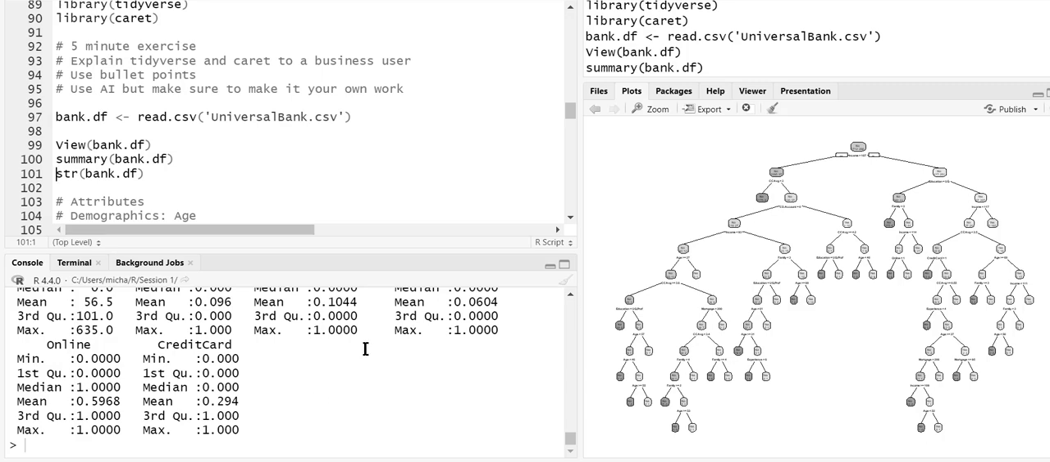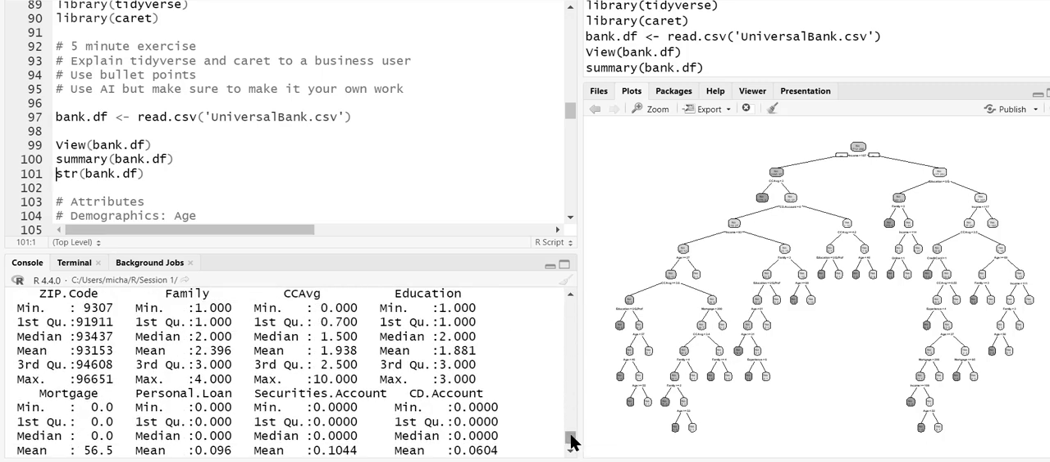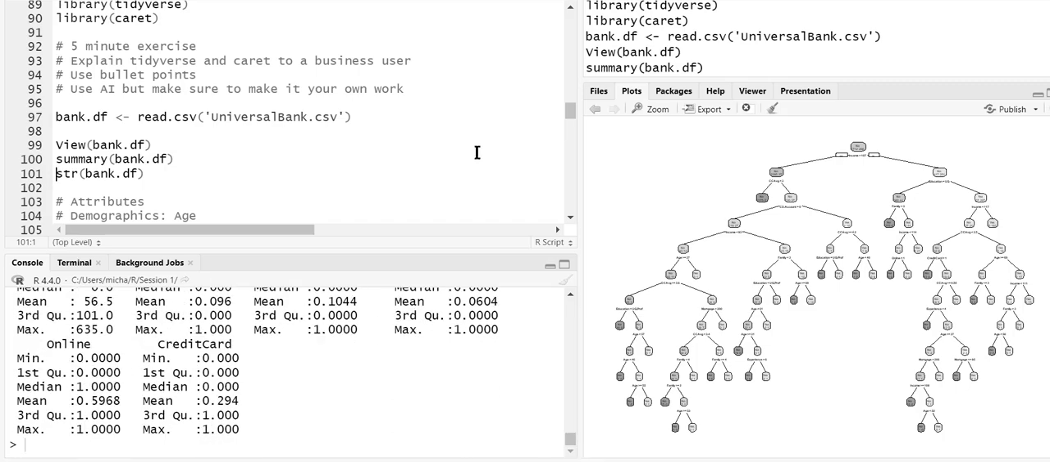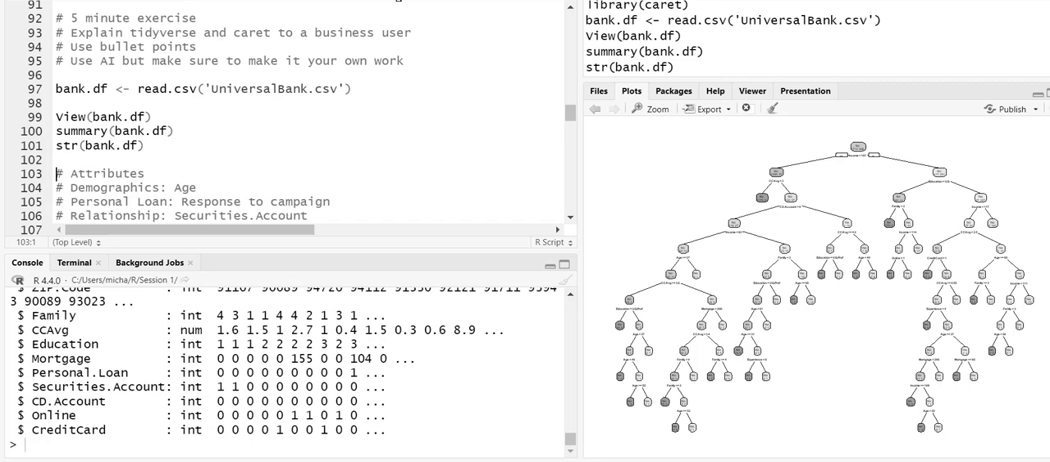Here's a summary of the data, always good to look at the summary statistics to get some intuition of what's going on here. For example, education is 1, 2, and 3, it looks like, and we'll have to understand that better. And then this will become important because we're actually going to change one of these things, the personal loan, because it needs to become a factor so that we can do categorization.